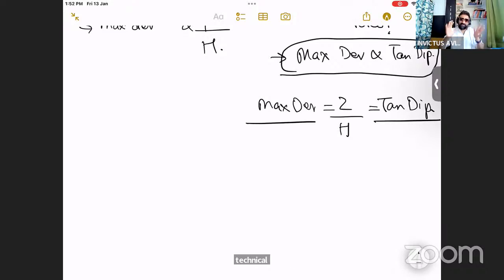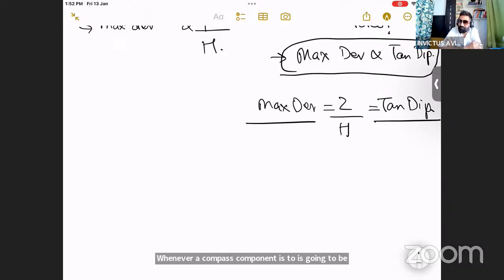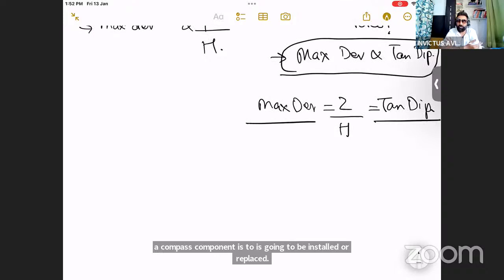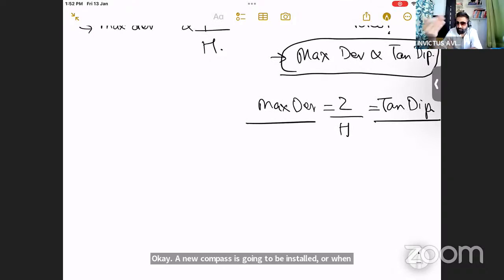What are the occasions? I'll just discuss with you all. You can make a quick note of it. Whenever a compass component is going to be installed or replaced, a new compass is going to come, then we'll have to do a compass swing. Second point, whenever there is a scheduled maintenance inspection for all the components, and if one of those components is magnetic, then you will have to do a compass swing again.